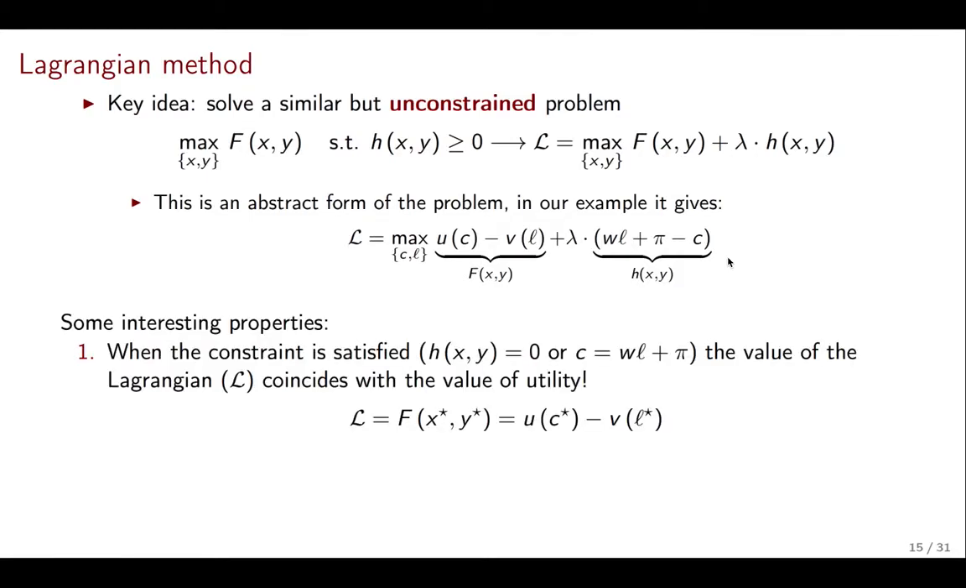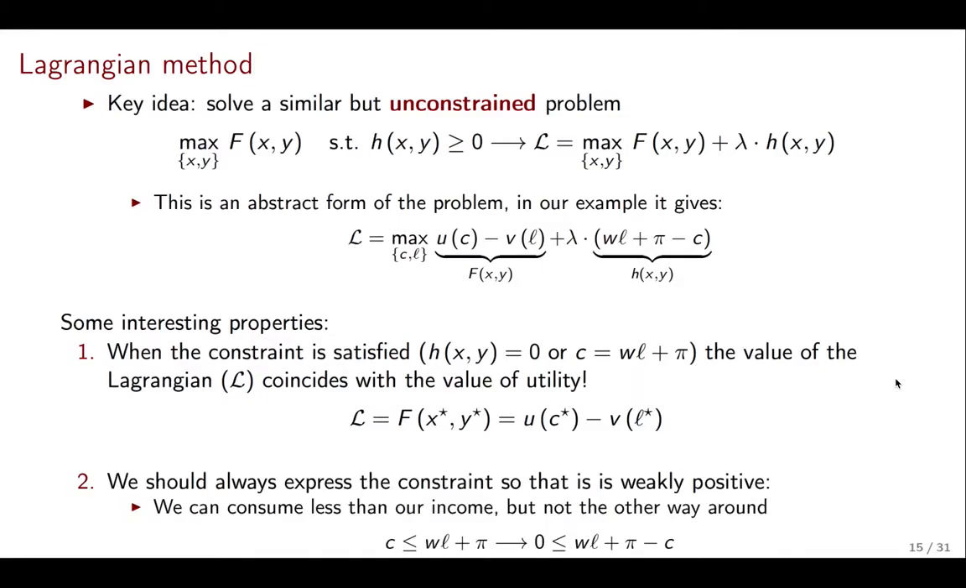Okay, so now some interesting properties of this. The first one is when the constraint is satisfied, so when h is exactly equal to 0, or in our case, when consumption is exactly equal to your income, the value of the Lagrangian is going to exactly coincide with the value of the utility. So you're actually just maximizing the objective function. The value of the Lagrangian is the same as the value of the utility when you're actually satisfying the constraint. So the constraint kind of goes away because it optimally has to be equal to 0.